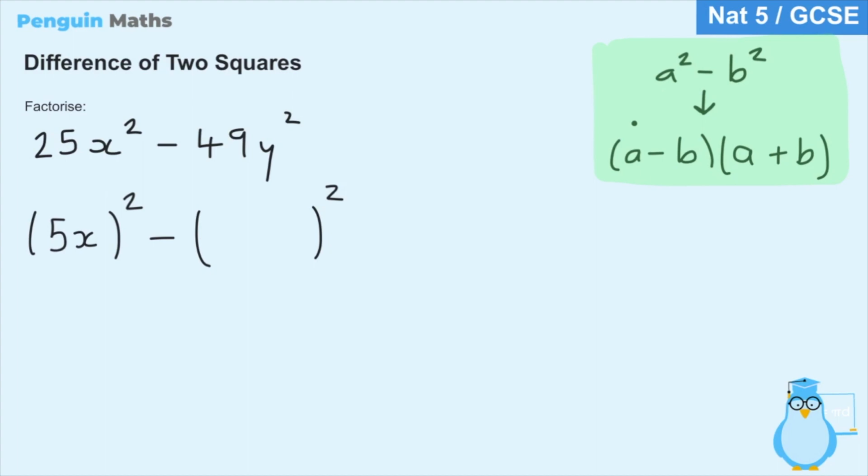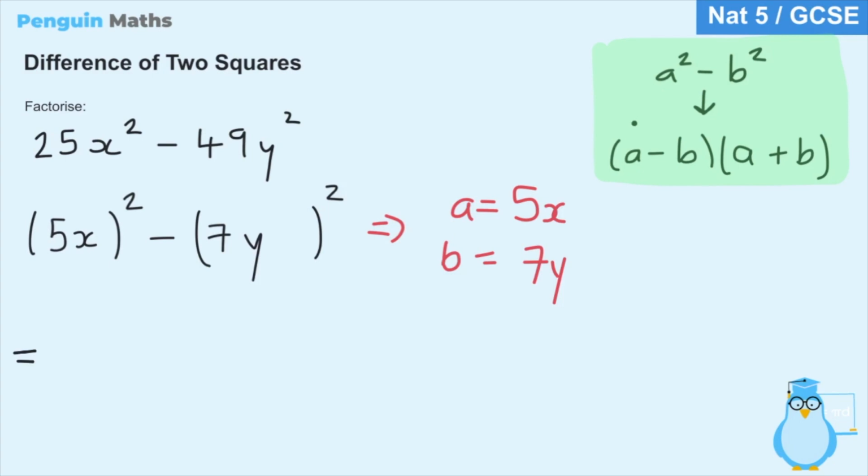And just to check that, now we have 5x all squared. And to square the full thing, what we want to do is 5 times 5 gives us 25, and x times x is x squared. And then we just simply do the same with the second bracket. So the square root of 49 is 7, or 7 times 7 is 49, and then we also have the y value. So that means we can now write this in the form of a squared, so something squared, minus b squared. And that means, to put it in the factorised form, we can say that a is equal to 5x and b is equal to 7y.